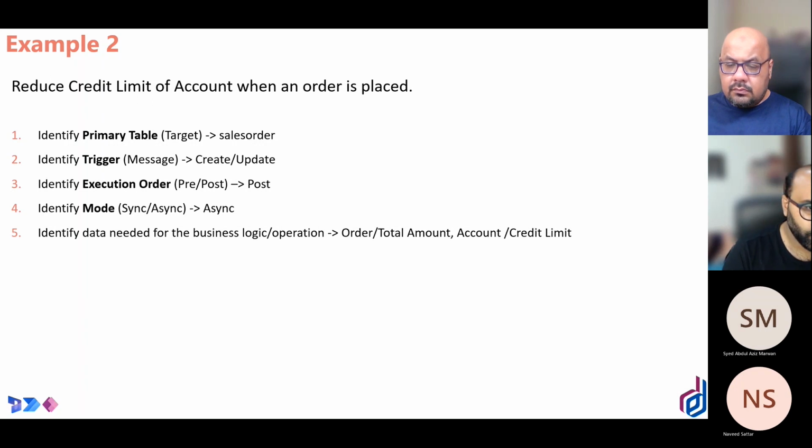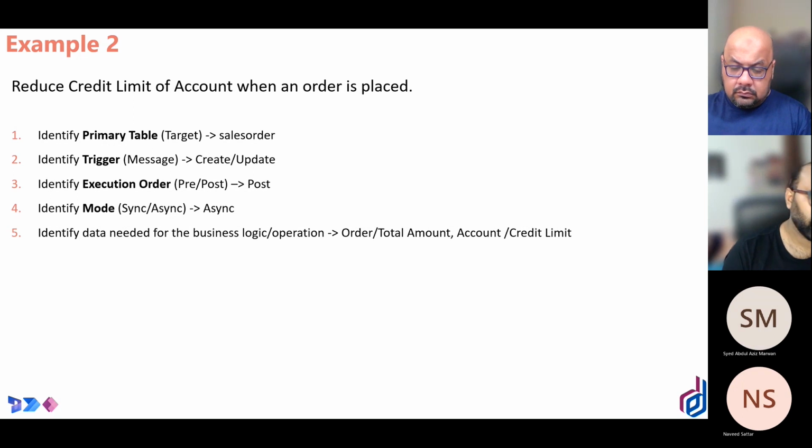So we know we will run it on both create and update, and this can be post. I don't mind. I don't want it real time, that's why I said async. But this is a debate that can be had with the business: do we need it to reduce the amount sync or async? Wherever we can avoid sync, I would definitely say avoid sync.